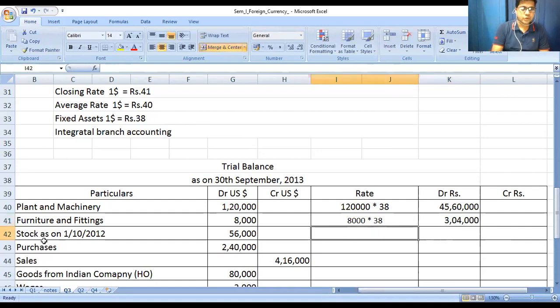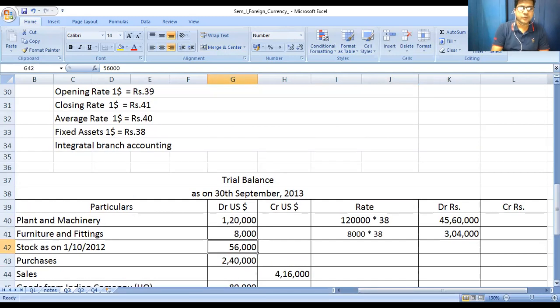Next, stock as on 1/10/2012, 56,000 US dollar. This particular stock we have to convert. Which rate do we have to apply? Opening rate. Opening, $1 is rupees 39. So we write 56,000 into 39. Use your calculator. 21 lakh 84,000. Right.